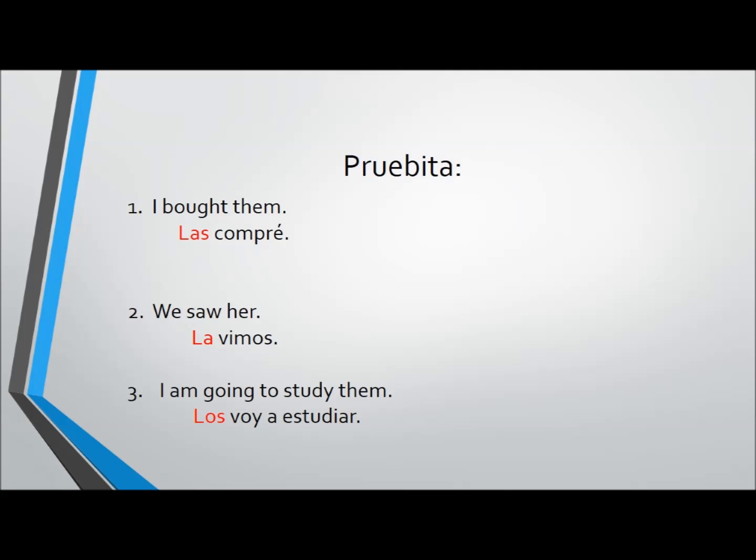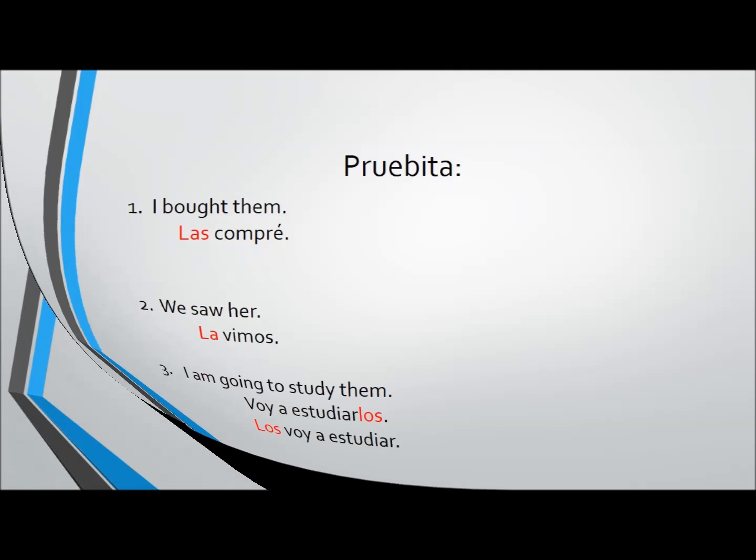Placement rule number 2 states that you can attach it to an infinitive if there is one. And looky here, there is an infinitive verb. So we can attach it to estudiar. And now we get voy a estudiarlos. That means I'm going to study them. Or los voy a estudiar means I'm going to study them. They're both correct. One is no more right nor wrong than the other one.